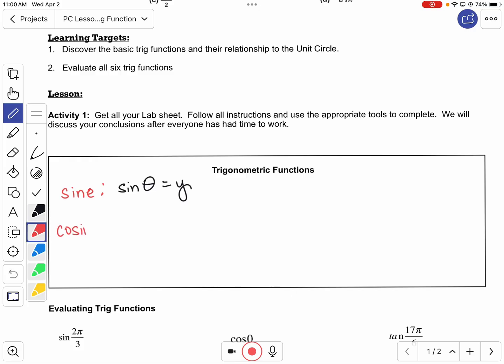Cosine, spelled C-O-S-I-N-E, we abbreviate it cos, of theta. It matches our x-coordinate, right? So how I like to remember that, alphabetical order, x then y, cosine and sine. Okay, they're alphabetically in order, just like the ordered pair, x then y, cosine, sine, all right?